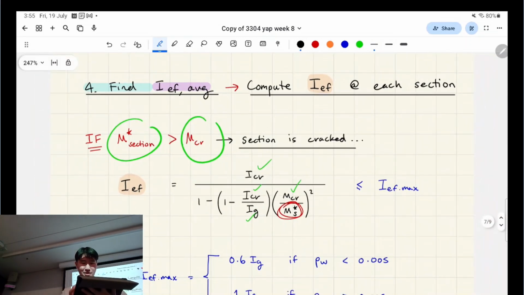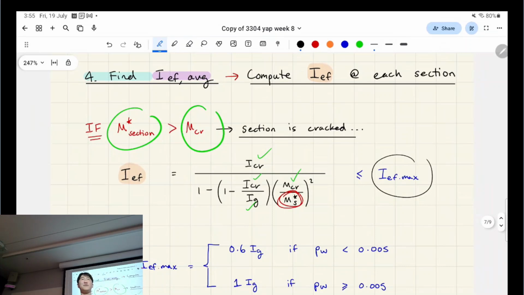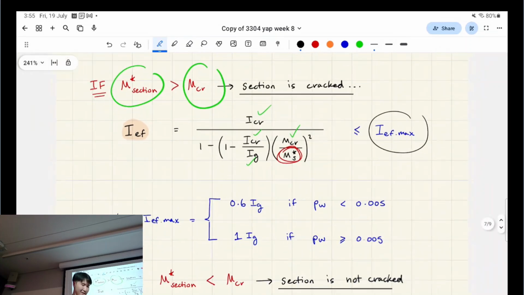Trying to think if there's anything else for that. Okay, basically there's also a maximum limit that this number can be, right? It's called IEF max, right? All right, so what is PW? Does anyone remember?